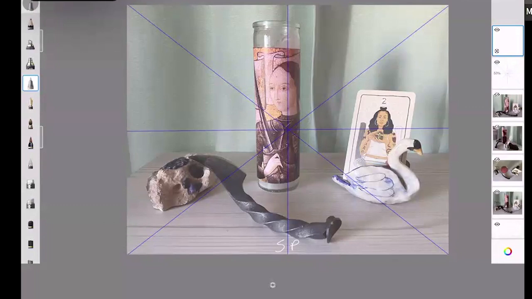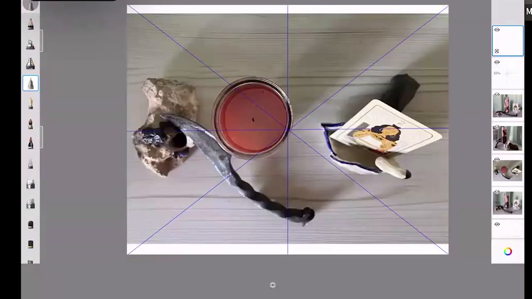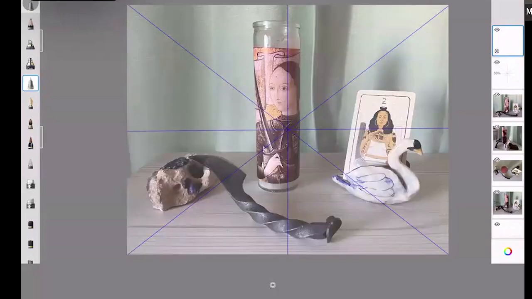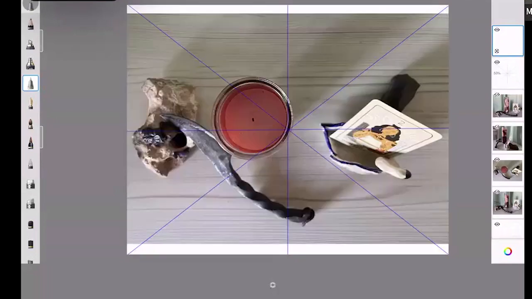So what I'm going to do here is show you what this looks like from above. So this is from above. Now, notice the difference here. If you look really closely between this and this, you should be able to see that actually there's a rock here. It's actually a really cool rock.